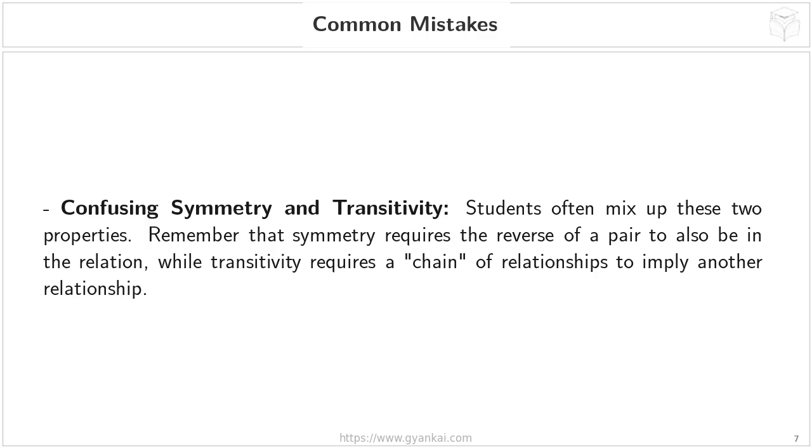Common mistakes. So the first point here is confusing symmetry and transitivity. We've just spent time defining both of these, and it's easy to get them mixed up. Remember, for a relation to be symmetric, if you have a pair of elements related, let's say a is related to b, then b must also be related to a. It's a two-way street. Transitivity, on the other hand, is about a chain reaction. If a is related to b and b is related to c, then transitivity demands that a is related to c. Think of it as a sequence, a connection through an intermediate element. Don't look for a reversed pair like in symmetry. Look for that complete chain.